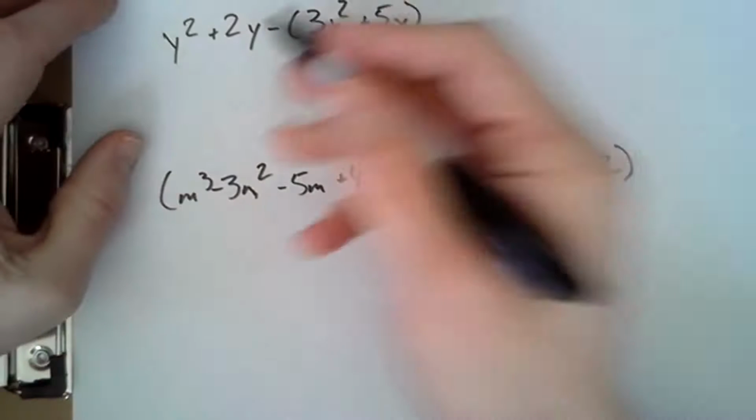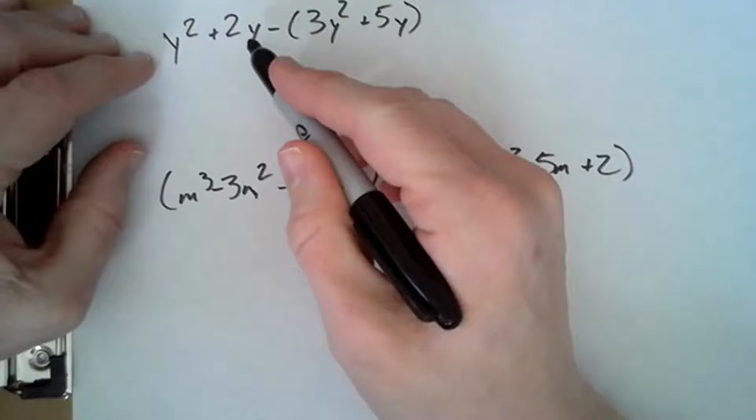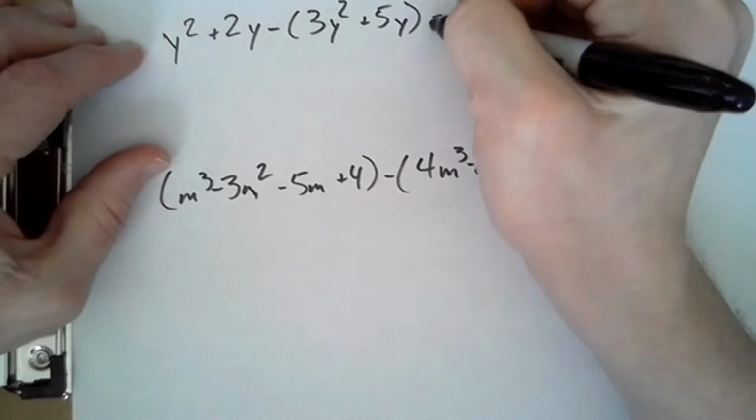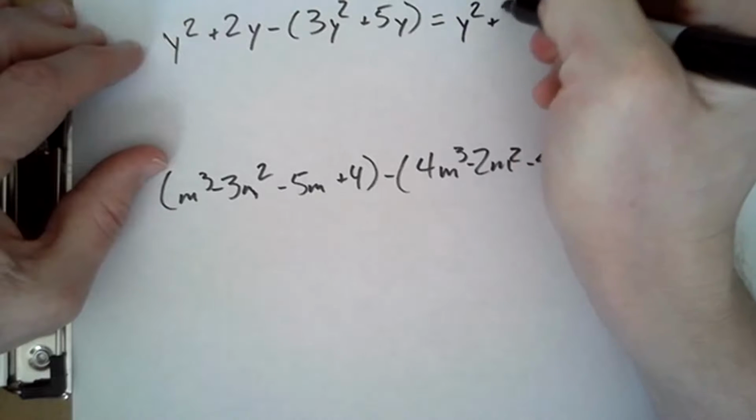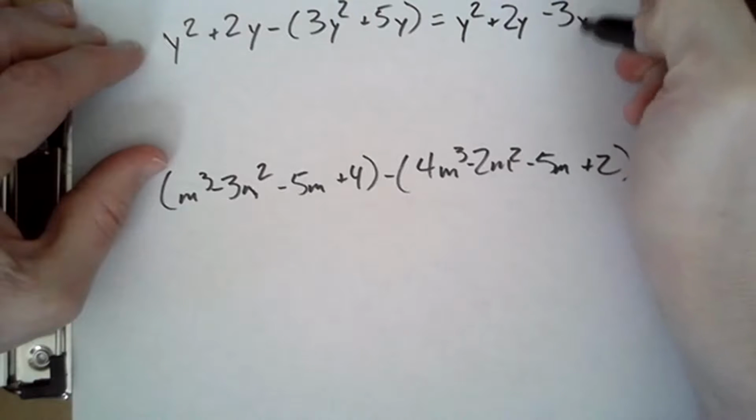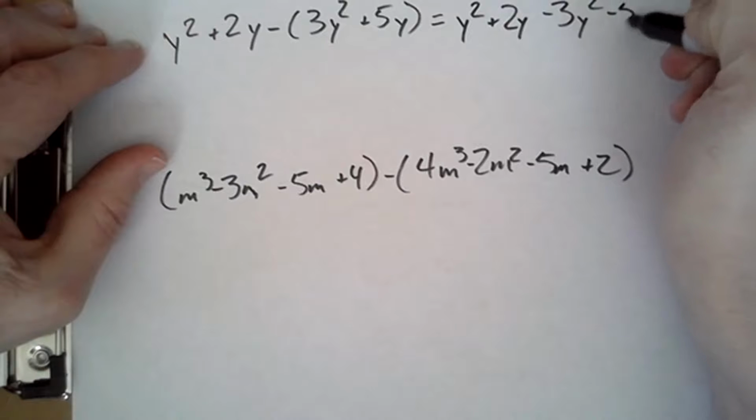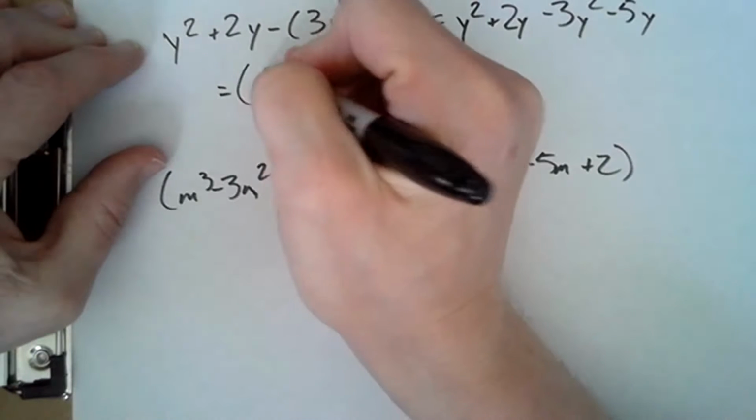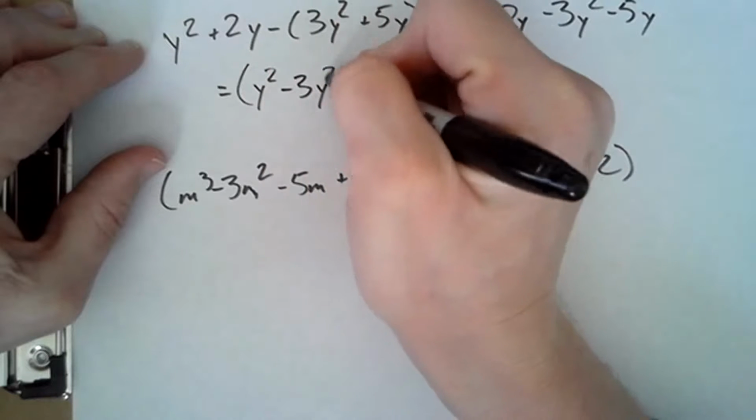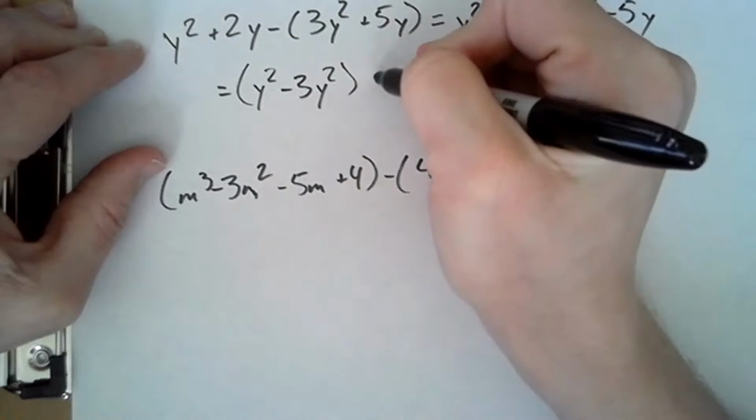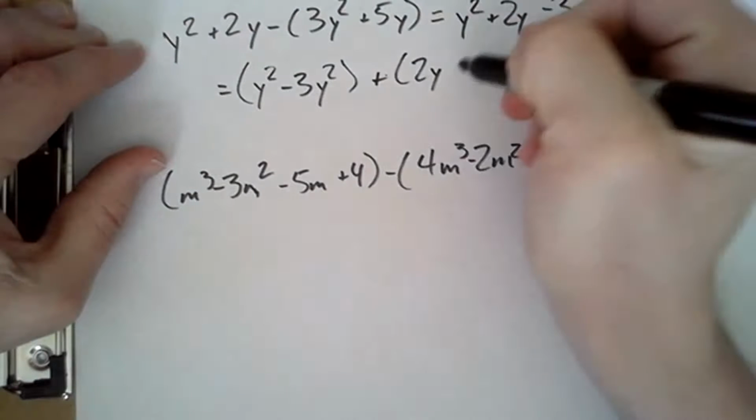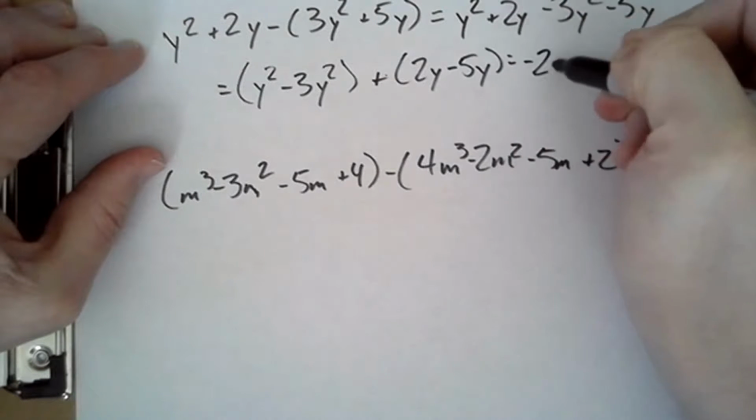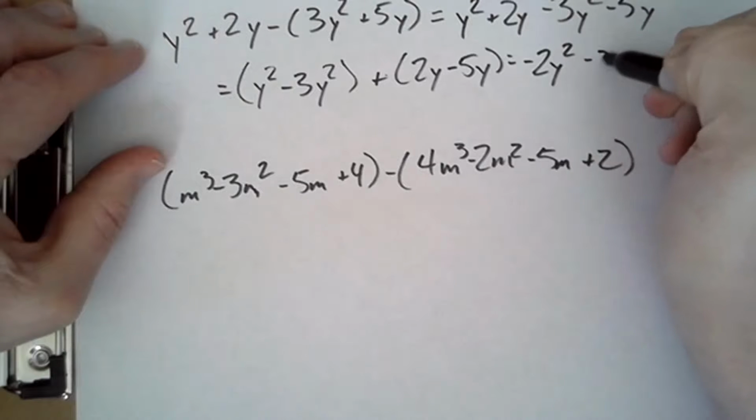So we start off with this first one, that's y squared plus 2y minus 3y squared plus 5y. Well, that's the same as y squared plus 2y minus 3y squared minus 5y. So we can combine like terms. Y squared minus 3y squared plus 2y minus 5y gives us negative 2y squared minus 3y.